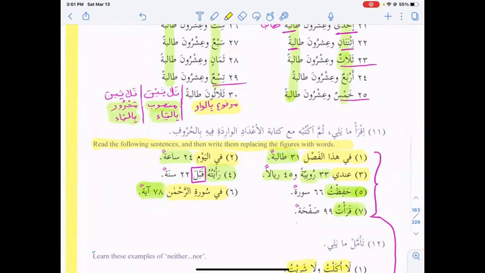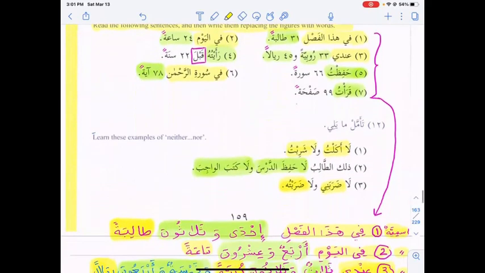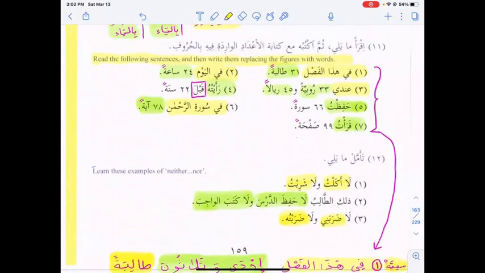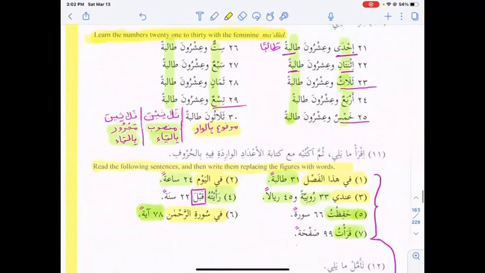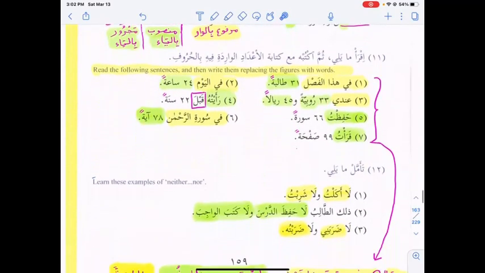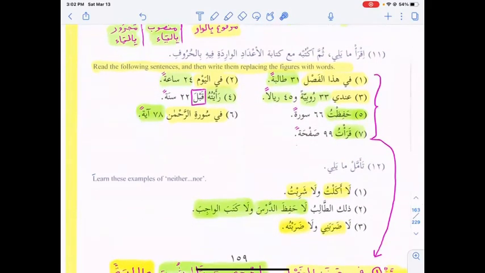في هذا الفصل. What did I write here? I have to write the answers. We have to change this. We have to change this. All these things. Now, how will you change it? You will only change it if you know whether it is marfu or mansub or majroor. How will you know that?